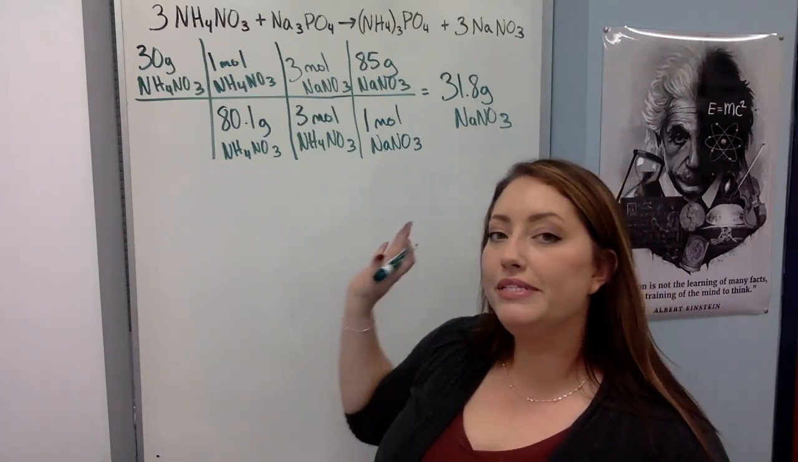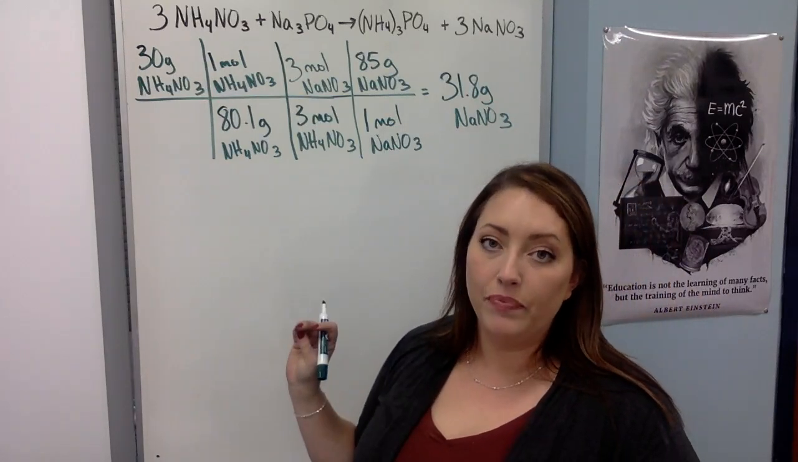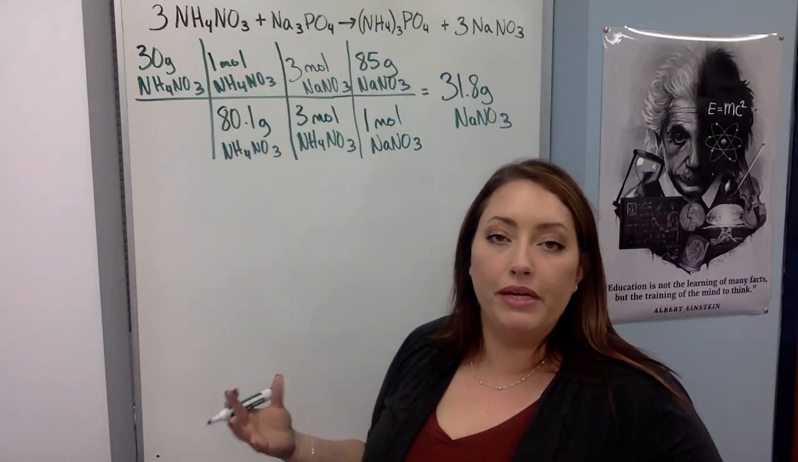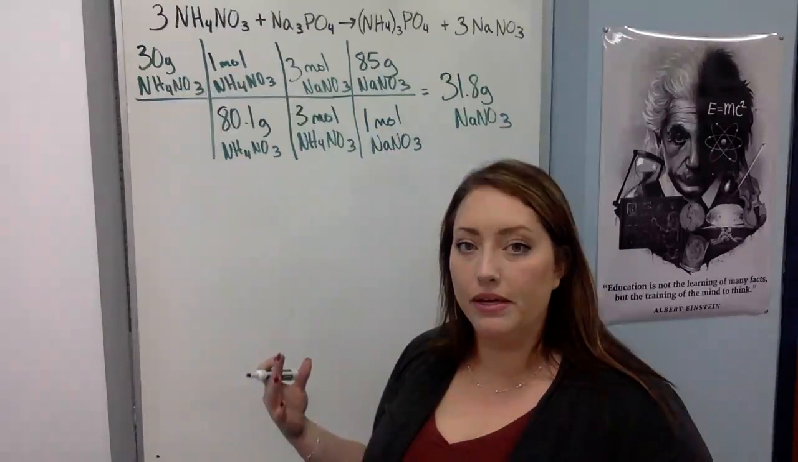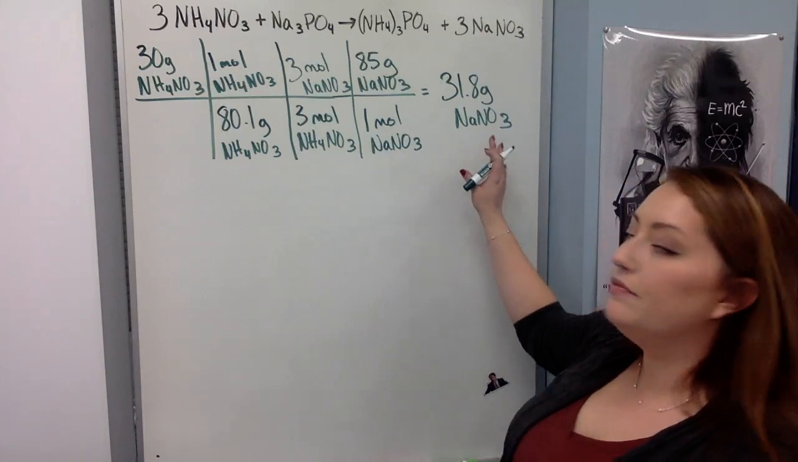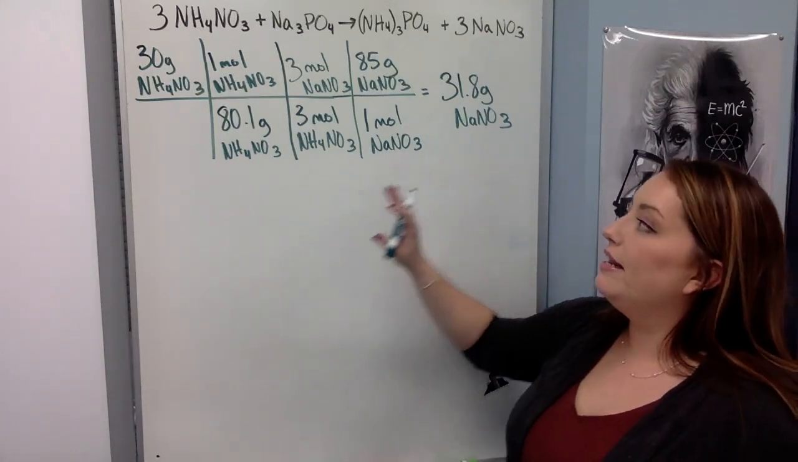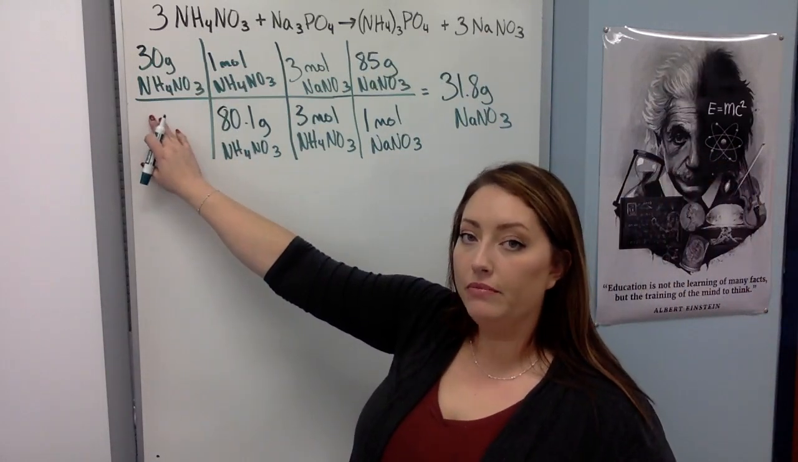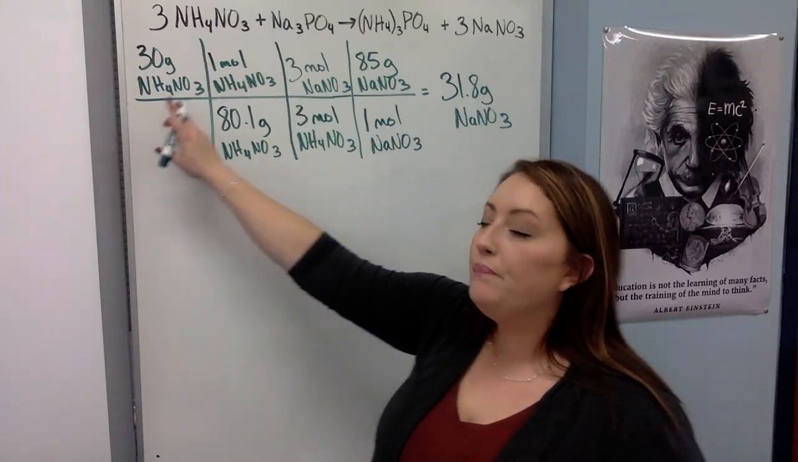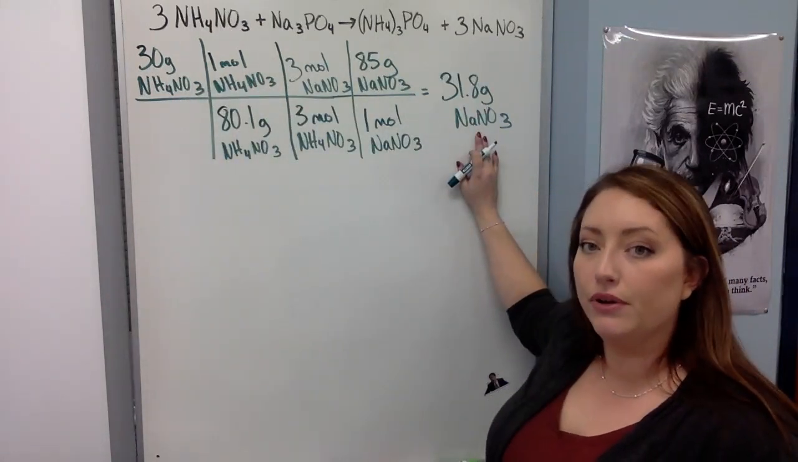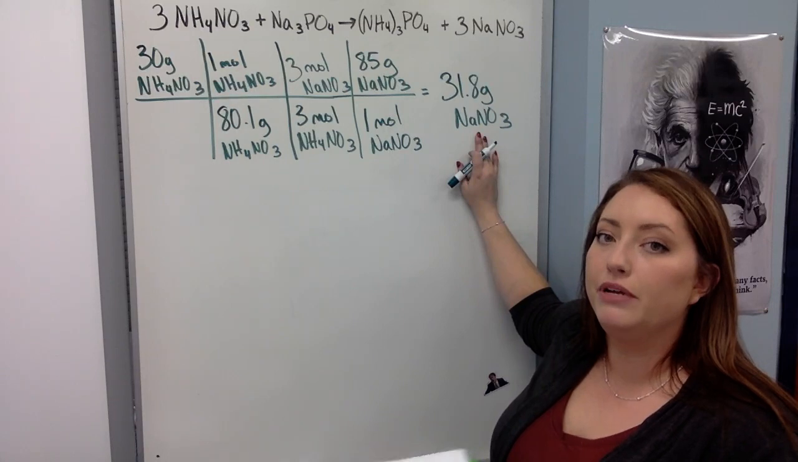Okay, so this is not the answer to part A. That's not your limiting reactant. It could be, we don't know yet because we haven't compared it to the other substance. So what this information is telling you is that if you begin with 30 grams of the ammonium nitrate, you can produce 31.8 grams of sodium nitrate.